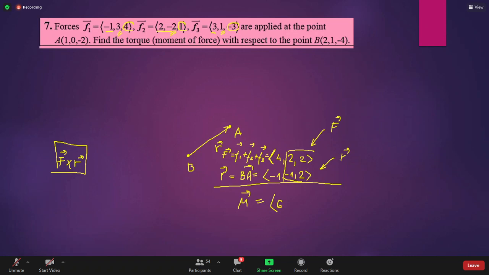Now, ignoring the second coordinate, and yes, we will need to change the sign, 4 times 2 is 8. 8 minus negative 2 is 10. Change the sign, we get minus 10. And finally, for the third coordinate, ignore the third coordinate, and you have minus 4 minus negative 2. That is minus 4 plus 2, that's minus 2. And that is the torque vector, the moment of force.